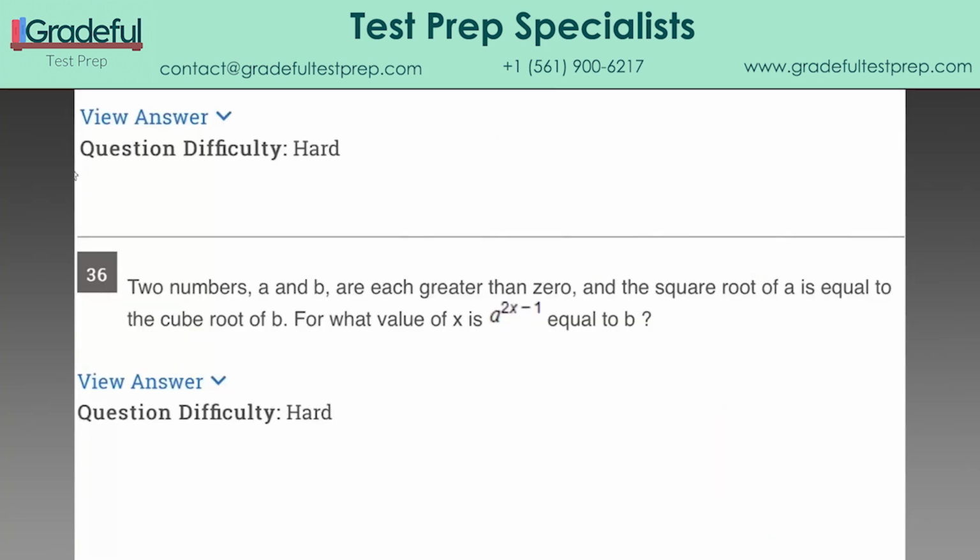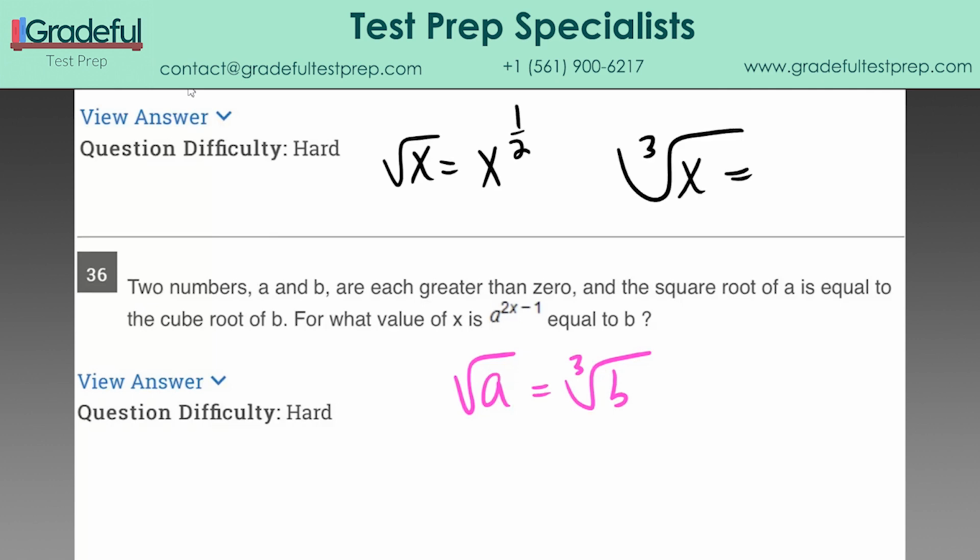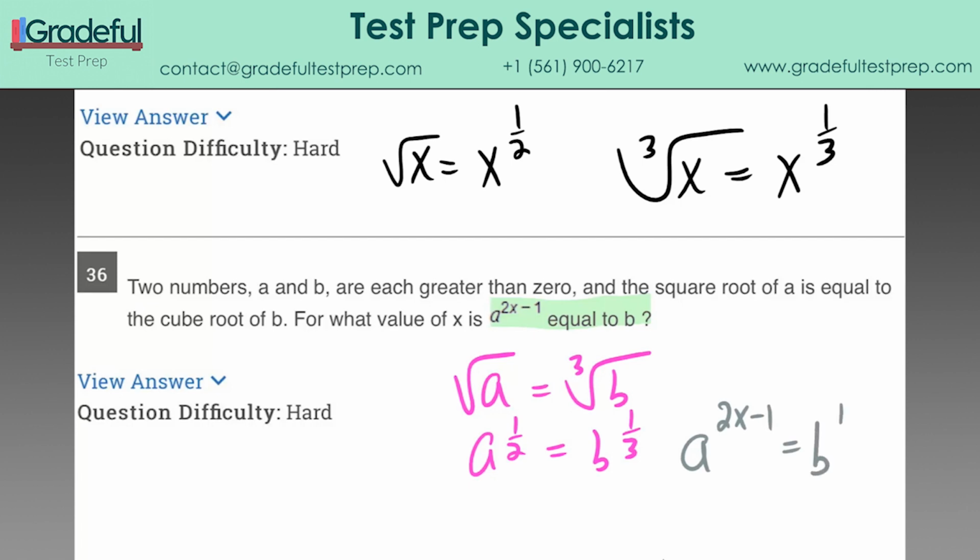In question number 36, we're being told that the square root of a is equal to the cube root of b. And it's really important for you to know that the square root of a number is the same as that number to the 1/2 power, and the cube root of a number is the same as that number to the 1/3 power. So let's rewrite it that way. a to the 1/2 is the same as b to the 1/3. Now, here in green, we have another equation. a to the 2x minus 1 equals b to the 1. So how can we bring these both together?